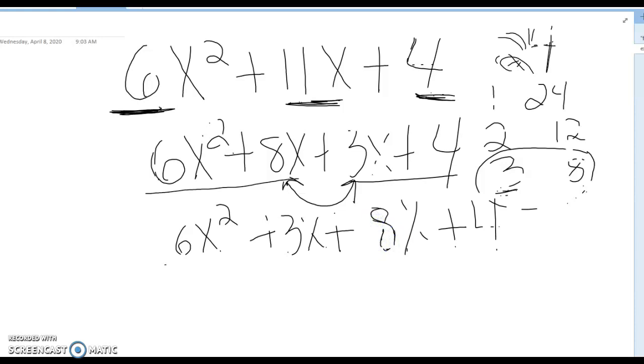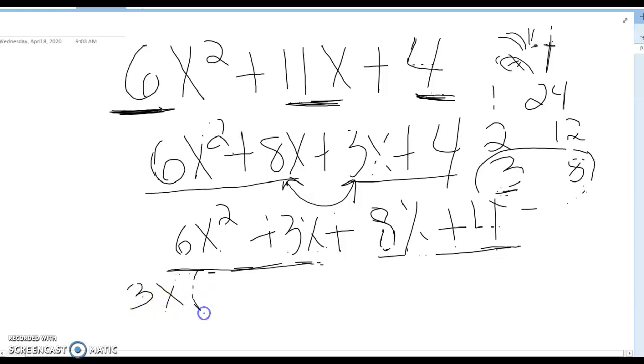Now, when I'm grouping them, I'm going to group these two together, and I'm going to group these two together. I just look at this: what is the greatest common factor of both of these, the 6x squared and the 3x? It would be 3x, because I'm looking at both the number and the variable. So I would have 3x, and then what would I have left? 2x plus 1. Because I factored out a 3x from 6x squared and 3x.